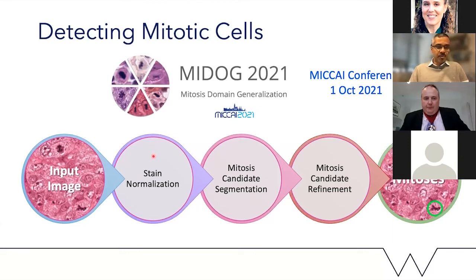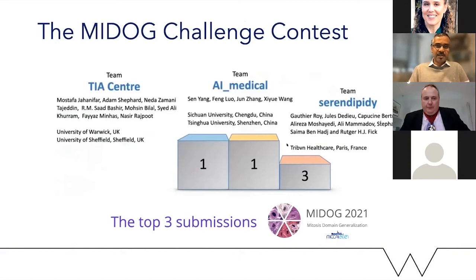So we took this approach of stain normalization, followed by mitotic candidate segmentation, and then mitotic candidate refinement, and finally doing the classification with the help of a machine learning algorithm to figure out where exactly the mitotic cells are. And we submitted our algorithm to this contest, and we were quite pleased that our algorithm was eventually recognized as one of the 2 winners of this contest. There were several teams that participated in this contest.